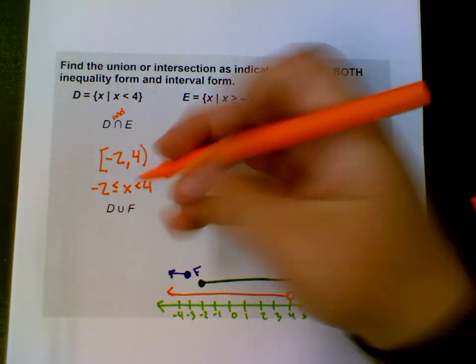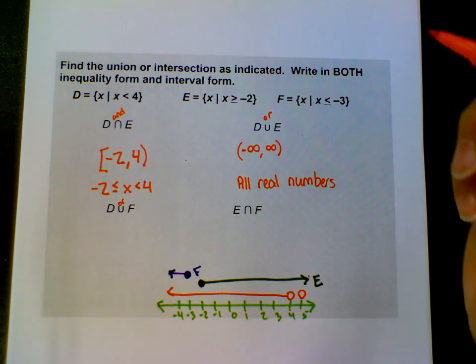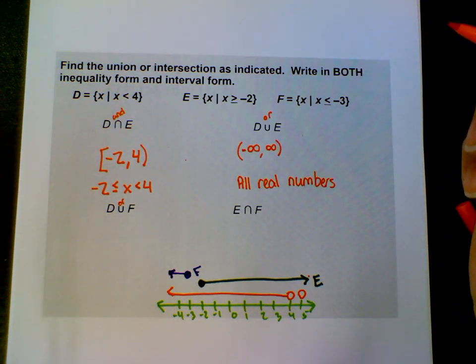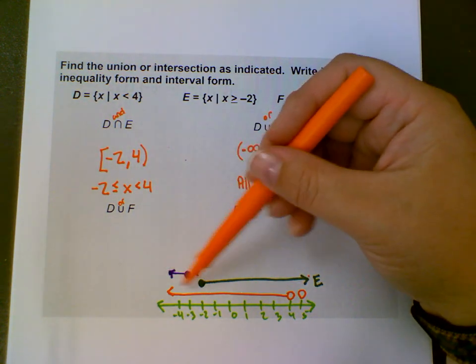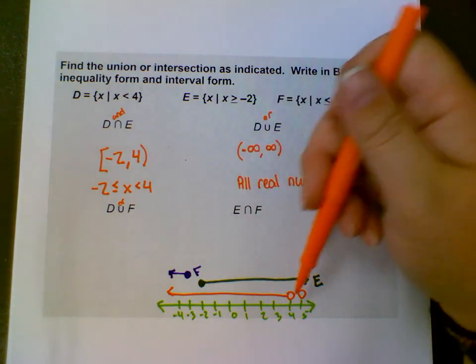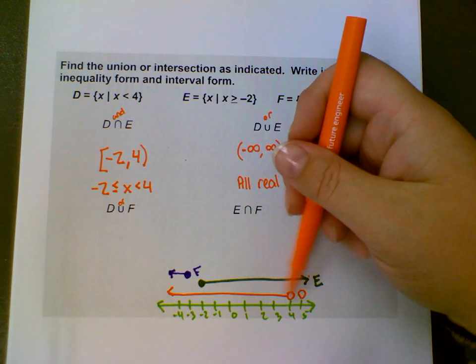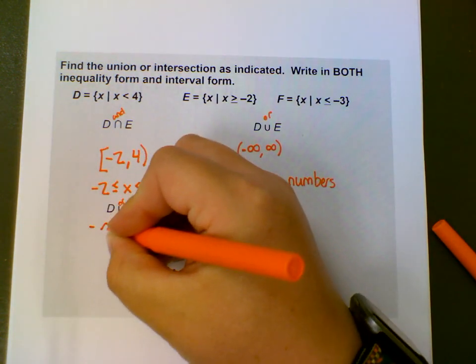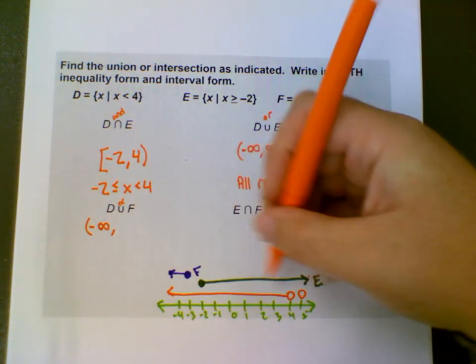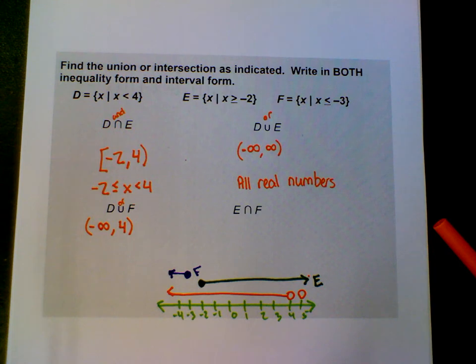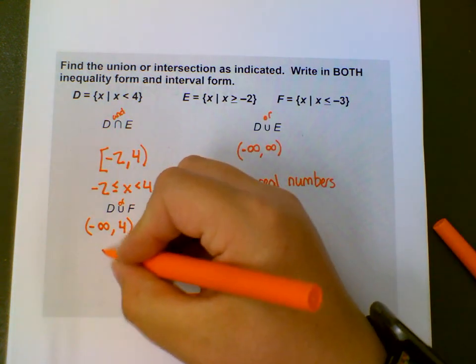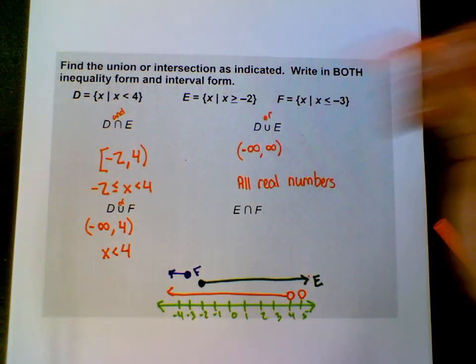All right, D or F, remember the regular U is or. It's in D or it's in F or it's in both. Well, all of F is covered by D, so we just need to go with what D's interval is. The smallest D goes is -infinity, always with parentheses. The biggest D goes is 4, with a parenthesis since it's not included. As an inequality, this is that x is less than 4.